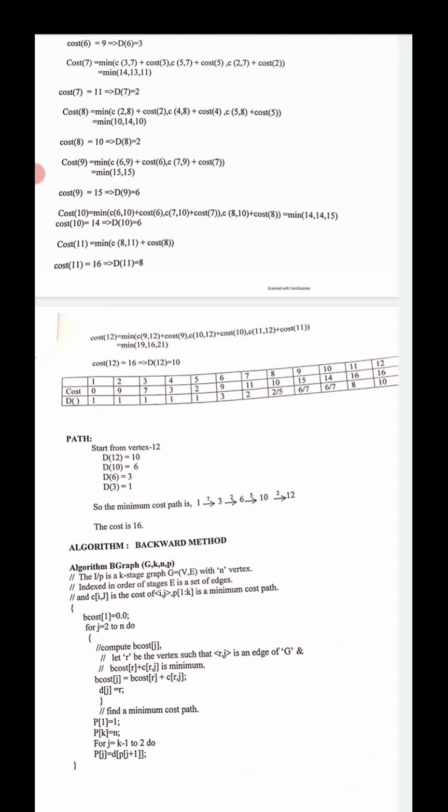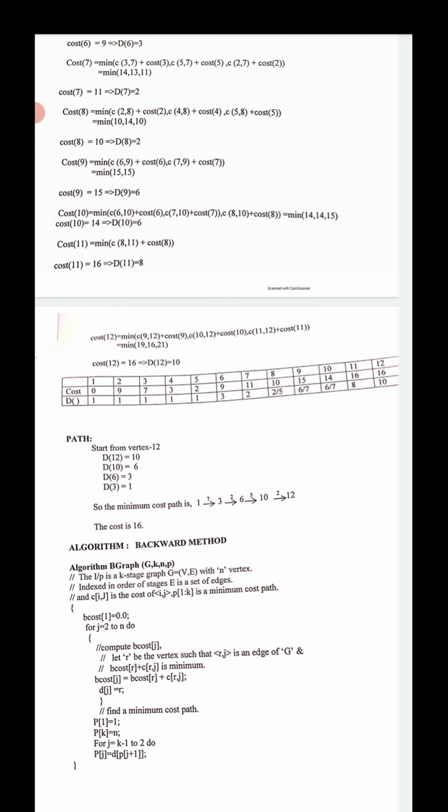So we have to calculate backward cost of 1. Backward cost of 1 will be assigned 0.0. Then we check the for loop condition: j is assigned from 2 to n. Now we calculate backward cost of j. Let R be the vertex such that R comma j is an edge of graph G, and backward cost of j will be assigned backward cost of R plus cost of R comma j, semicolon. And now we check the condition: destination of j will be assigned R, where R is the vertex such that R comma j is an edge of graph G.